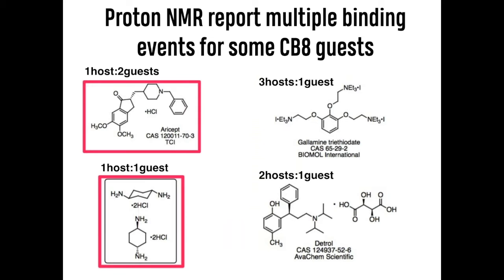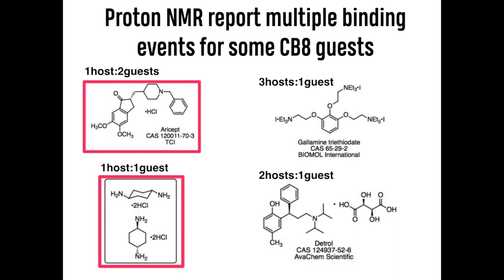Binding stoichiometry was determined by proton NMR. For the octa acid set, all of them turned out to be 1-1 complexes, but we had a few exceptions for the cucurbituril guests. So I told you about the bonus challenges. Aricept here can bind to 1-2 complexes. This guest, there was actually a small error in the calibration of the solution of CB8, and so after a second measurement, it turned out to be a 1-1 complex.